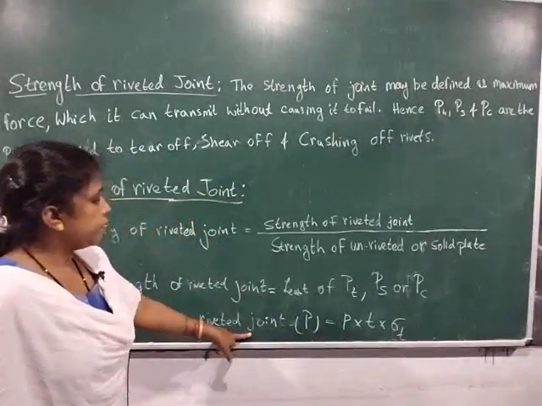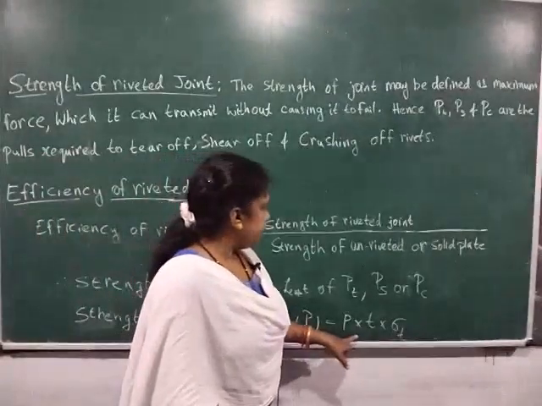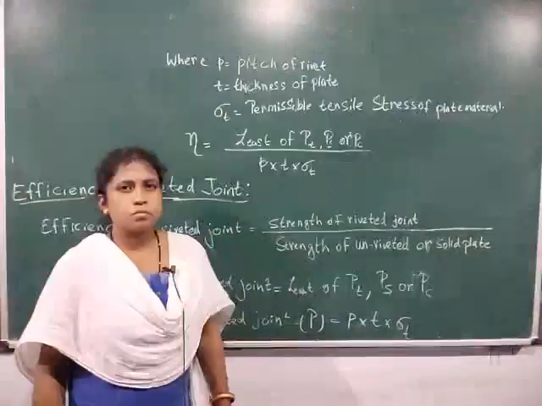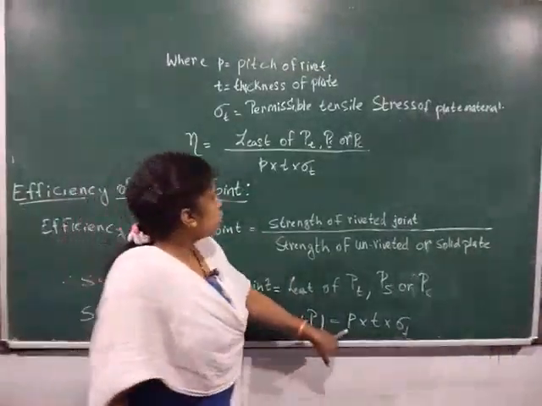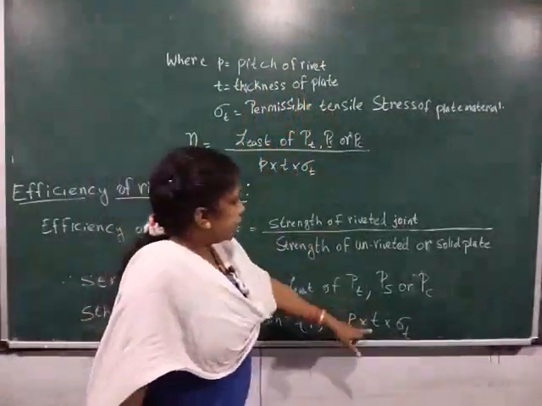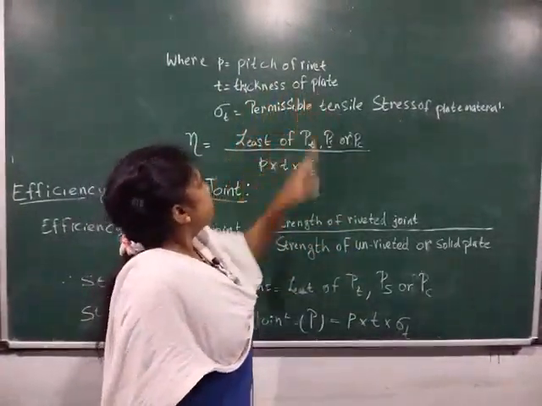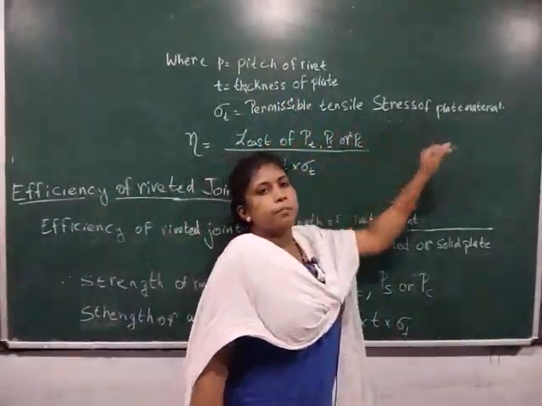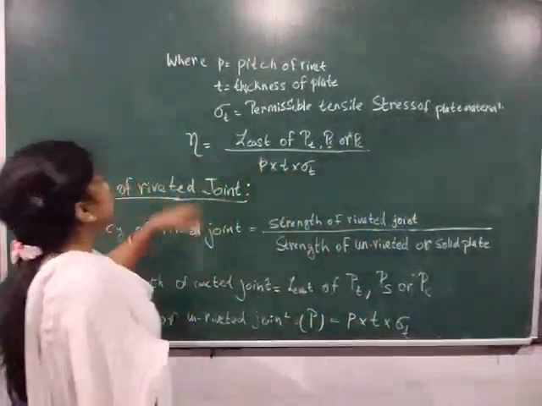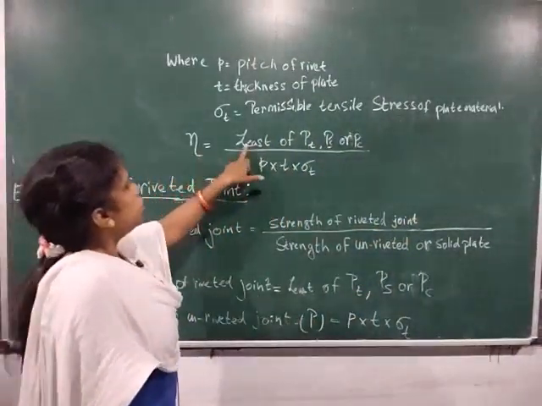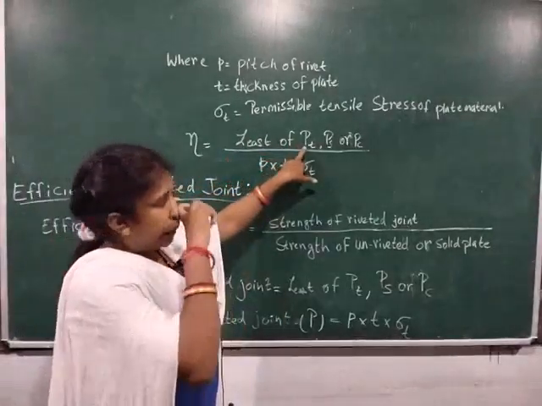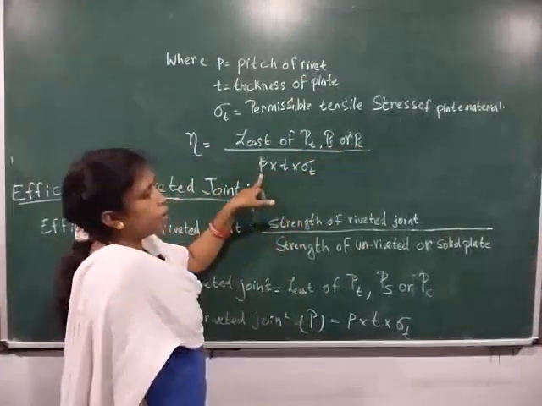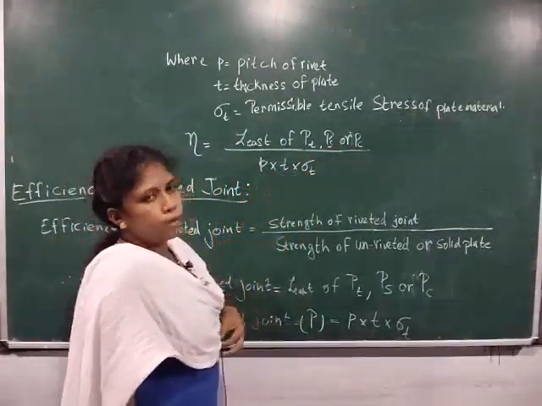Next, strength of unriveted joint. Strength of unriveted joint is denoted by P into T into sigma T, where P is the pitch of the rivet, T is the thickness of plate and sigma T is the permissible tensile stress of the plate material. Hence efficiency is equal to the least of PT, that is tearing, PS or PC, divided by P into T into sigma T.